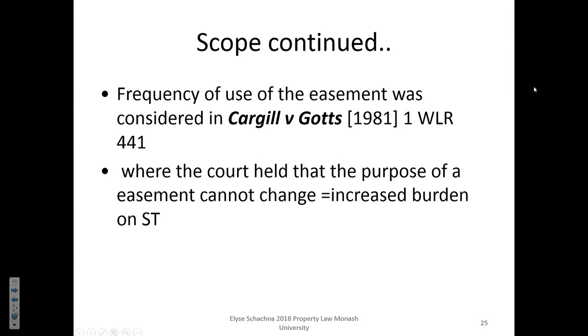So as I mentioned, when Gotts bought the farm that owns the mill pond in 1977, he actually tried to stop Cargill from accessing the pond.